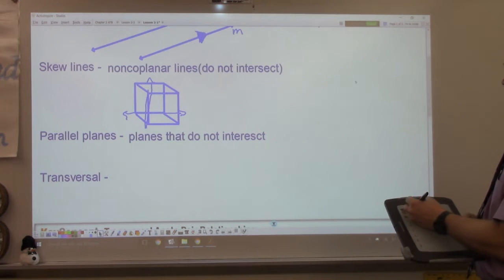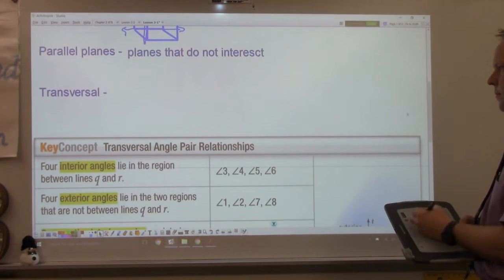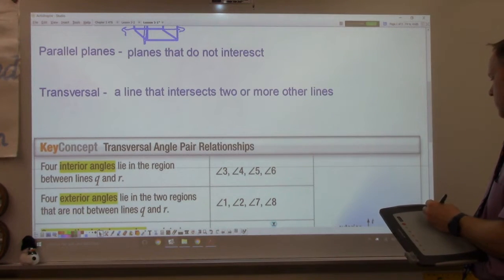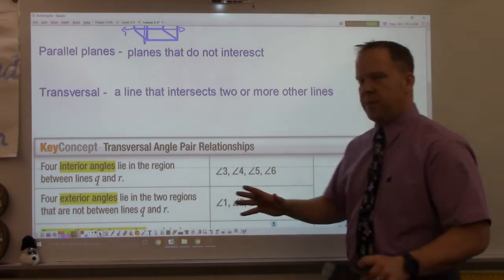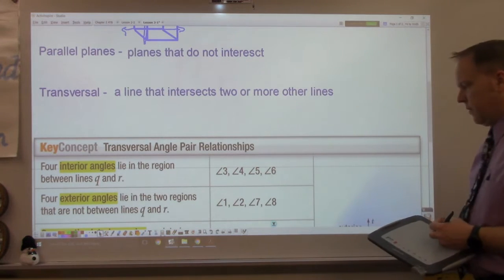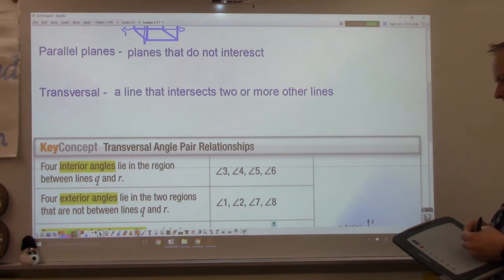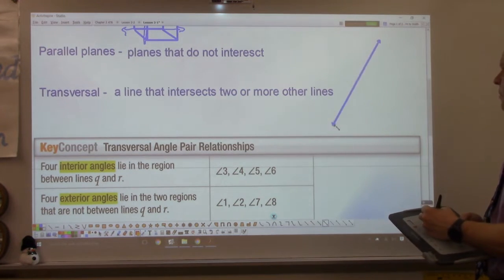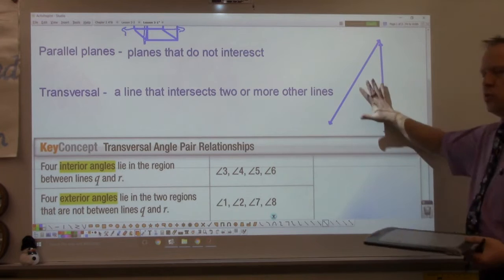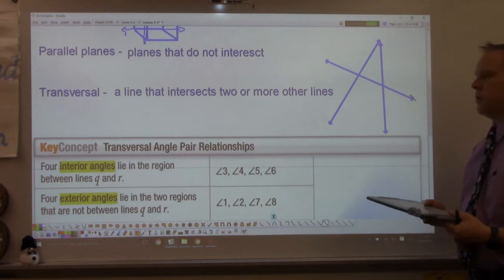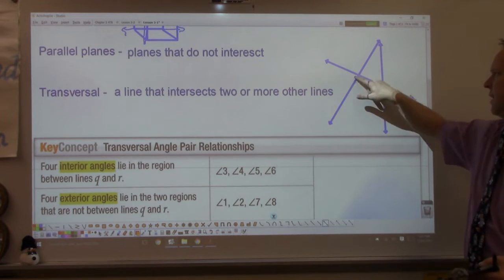Now, the other big word for this lesson is transversal. Transversal, very basic. It's just a line that intersects two or more other lines. That's all it is. So if I have several lines, so here I'm going to draw two lines. Now they do not have to be parallel in order to have a transversal. So here I'm going to purposely draw these not parallel. Here's my two lines. The transversal would be referred to as this one. This one would be considered the transversal because it's intersecting both of these lines.